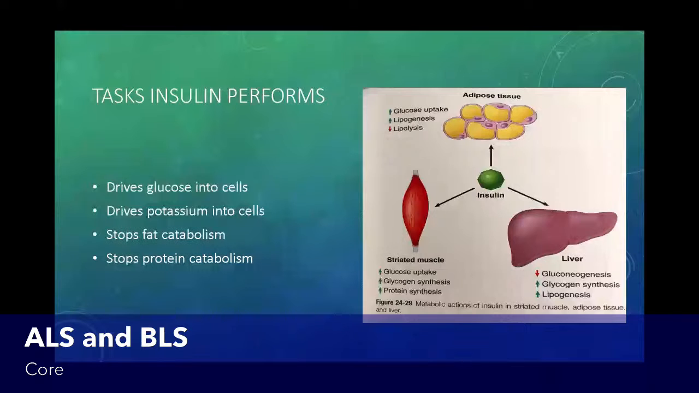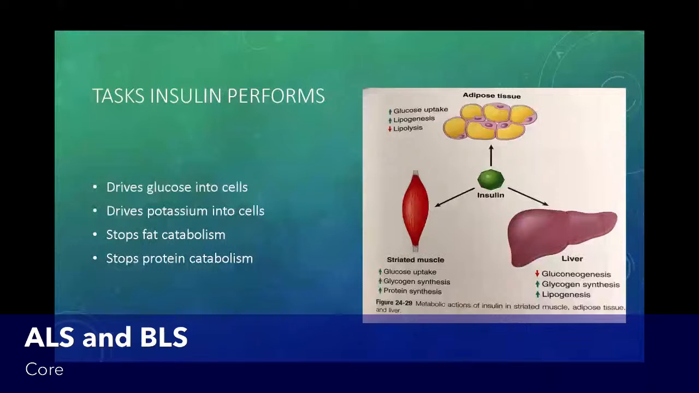Some of the tasks that insulin performs: predominantly it helps drive the glucose into certain cells like fat cells, adipocytes, muscle cells, and liver cells. It also helps drive potassium into different cells as well. It basically acts on different receptors on these cells. At fat cells or adipocytes, it increases glucose uptake, which reduces blood glucose levels. It also increases fat production, and it blocks fat breakdown.